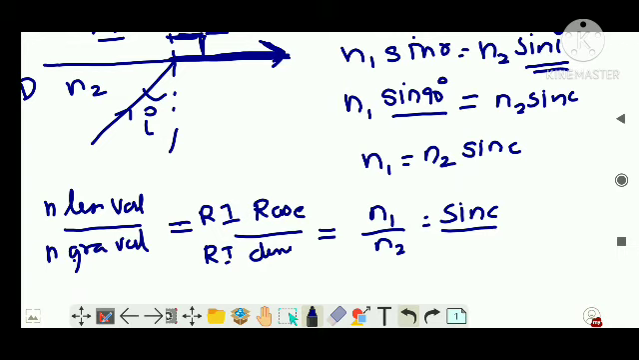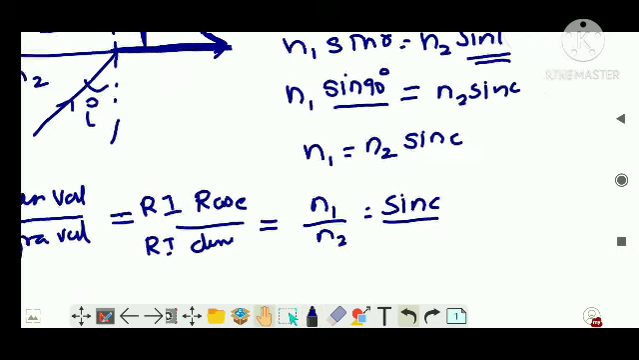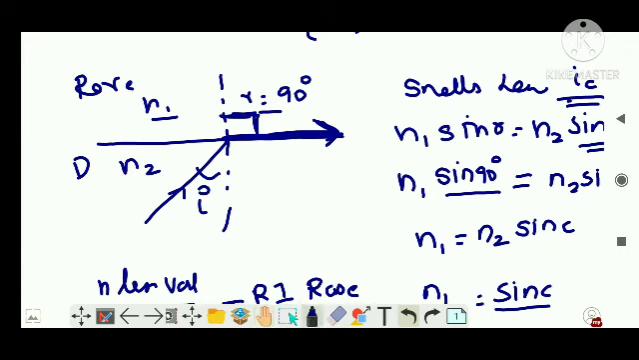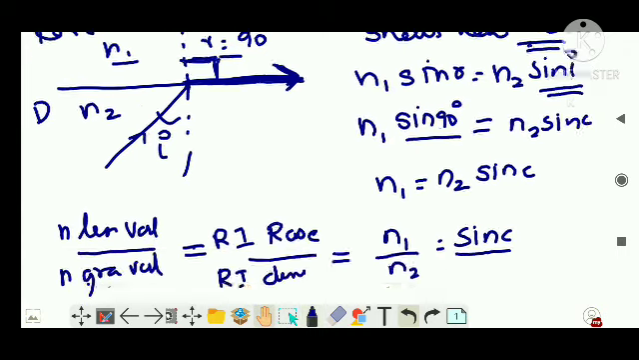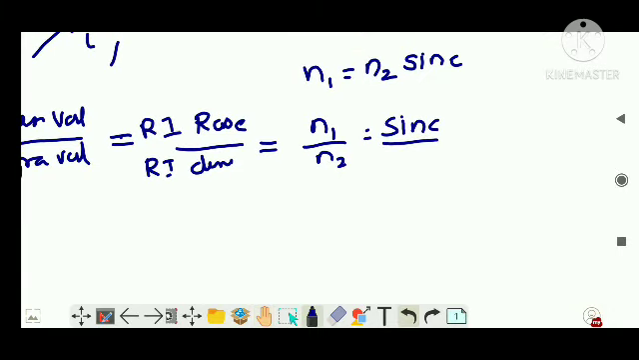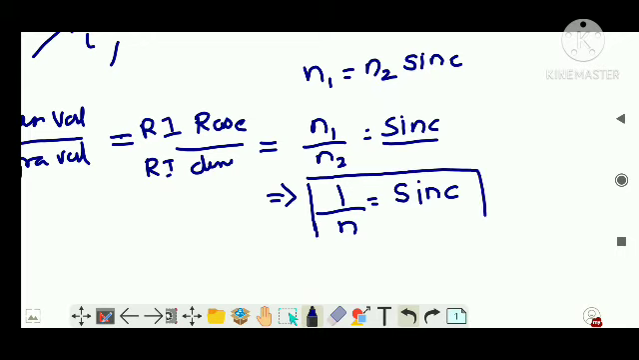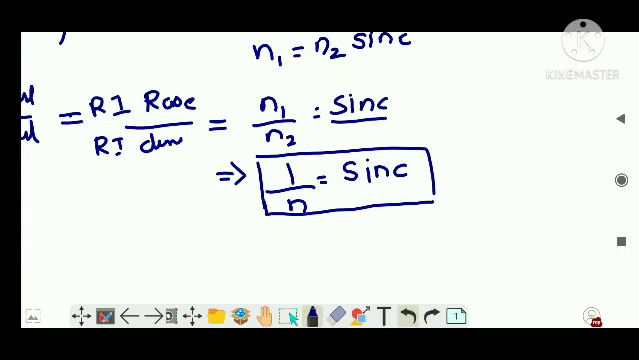Clear? Now if the rarer medium is air, then N1, what is the refractive index of air? It is 1. So N1 will become 1. And N2, let's say N, is the refractive index of the medium from where the incident ray is coming. So it is 1 by N is equal to sine C. Clear?